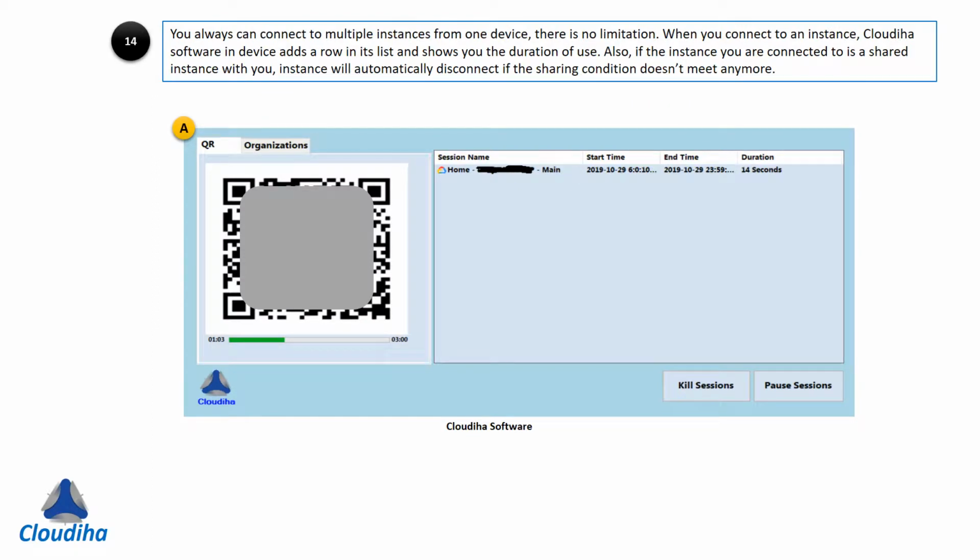You can always connect to multiple instances from one device, there is no limitation. When you connect to an instance, the Cloudiha software and device adds a row in its list, and shows you the duration of use. Also, if the instance you are connected to is shared with you, the instance will automatically disconnect if the sharing condition isn't met anymore.